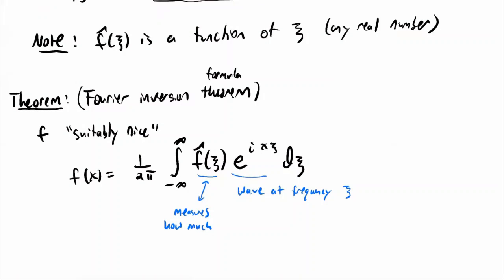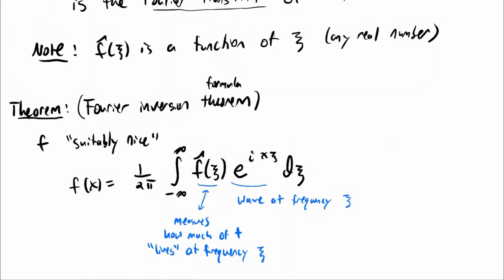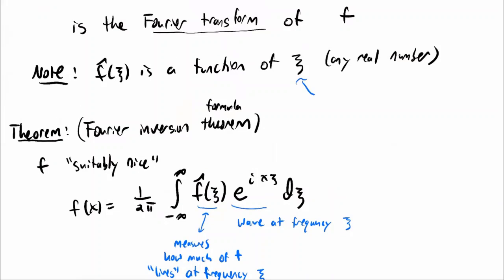So the Fourier transform measures how much of f lives, again non-rigorously, at frequency c. Typically the variable c is referred to as the frequency, and so the Fourier transform is kind of like a function of different frequencies. And then the variable x is usually referred to as the spatial variable.